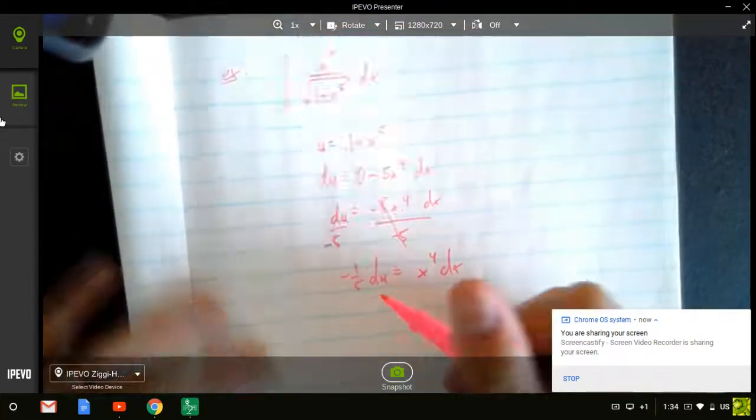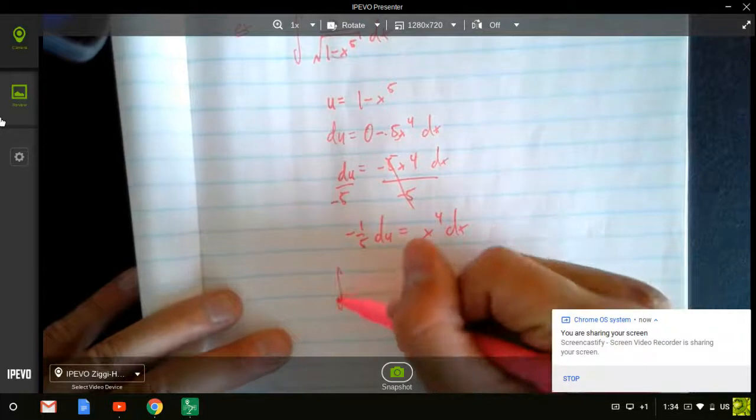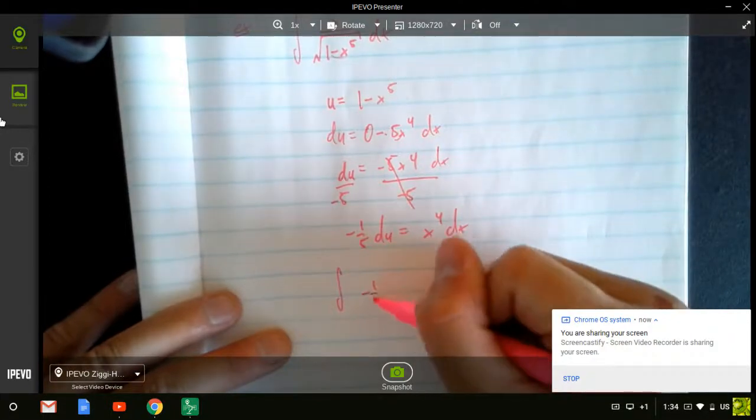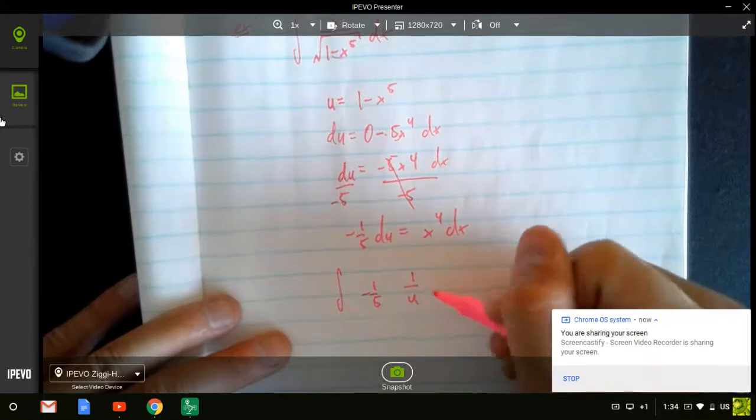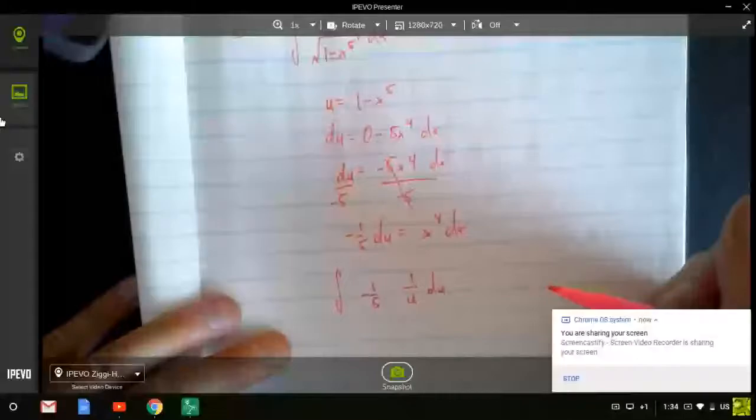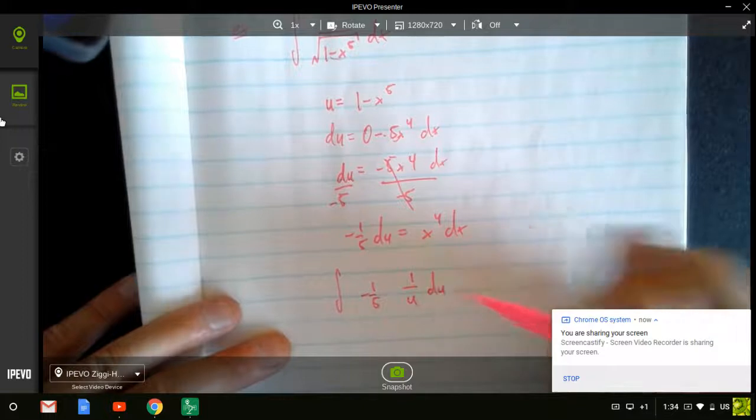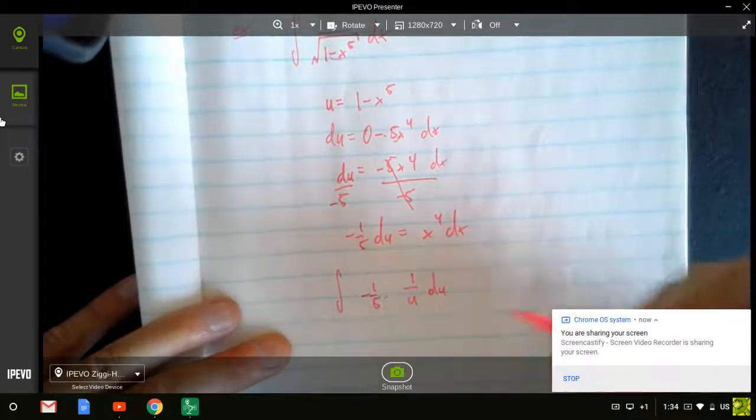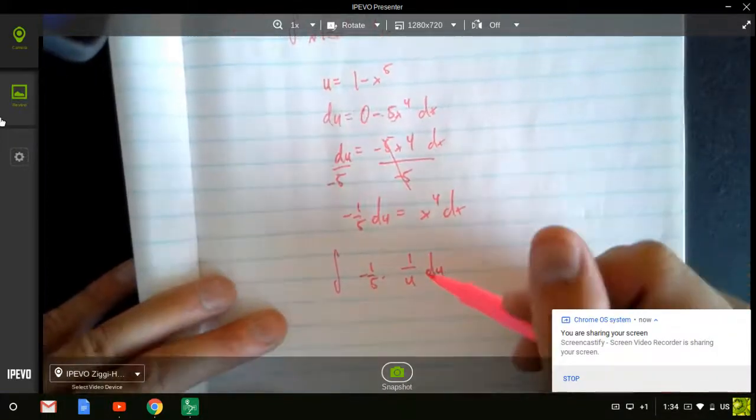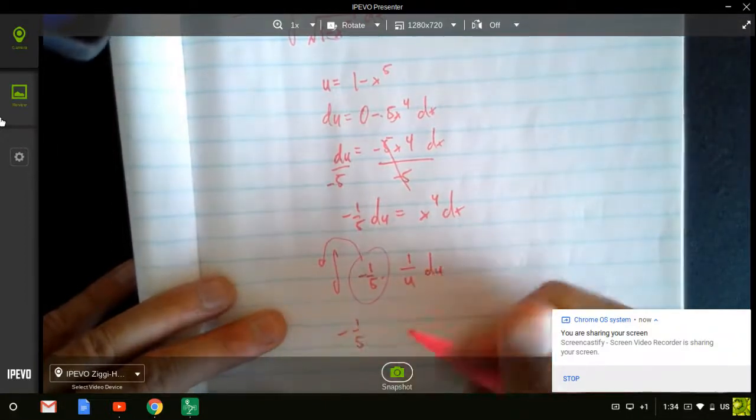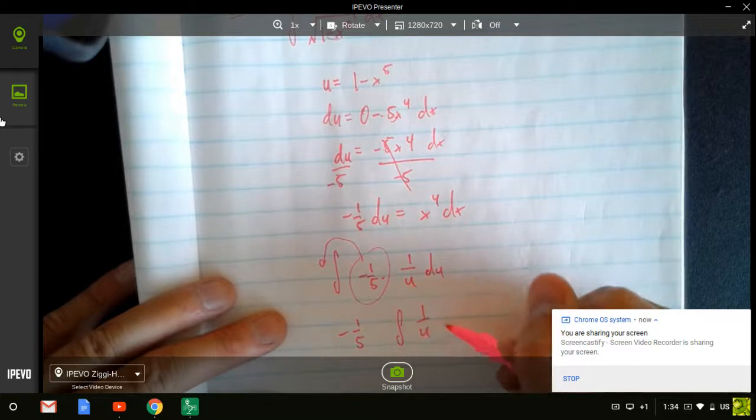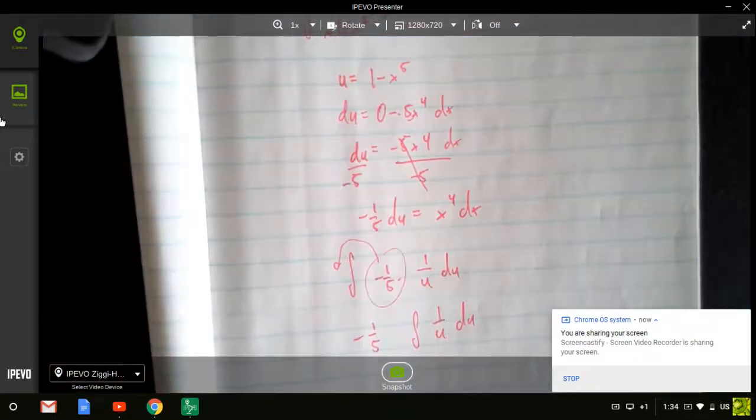So when I rewrite the whole problem, it looks like the integral of negative 1/5 times 1 over u times du. Realistically, du is going to end up at the top, but there we are. It looks really complicated, but remember the rule of constants: we can just pull that out to the outside, and then we just take the integral of 1 over u du.